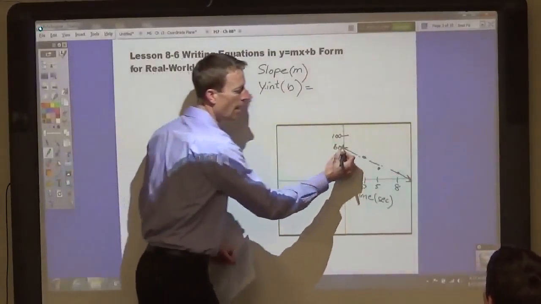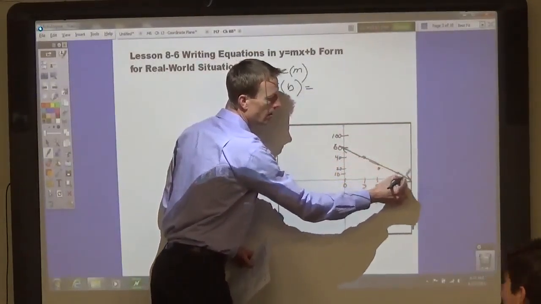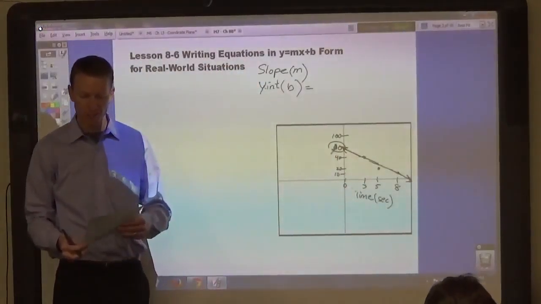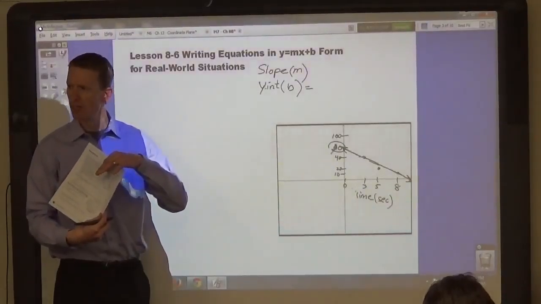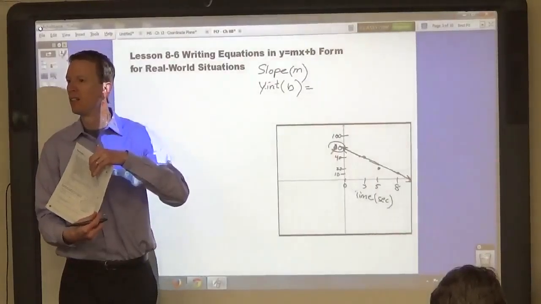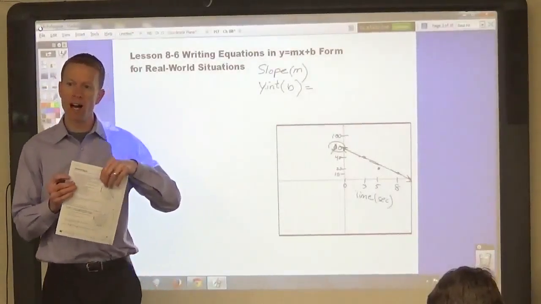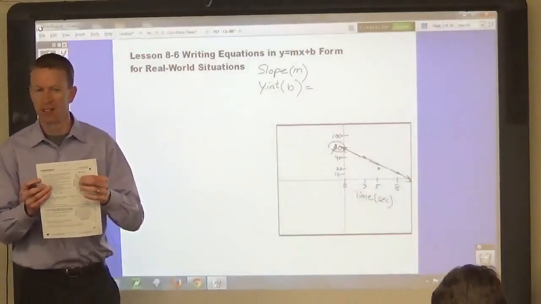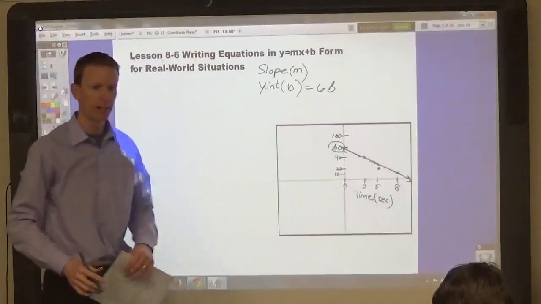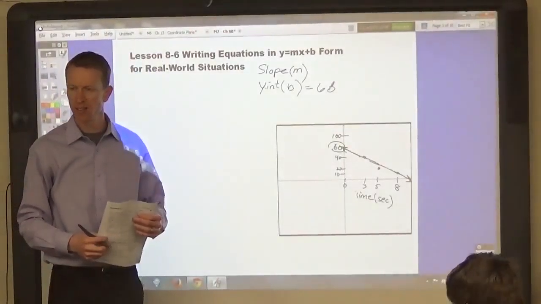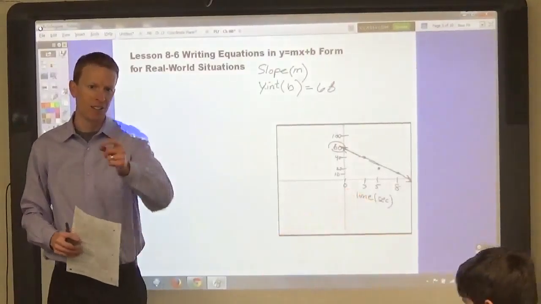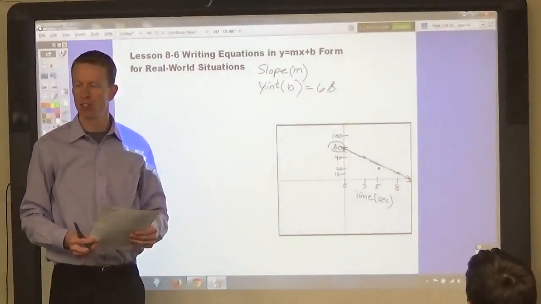Following the line. 60. It's 60, right? Look on your sheet. Look at the first example. You see where that line is intercepting on your worksheet, John? You see how the line is intercepting the y-axis at this number, at 60. So this is the number we use when you write B is 60. Now what do we have to find? M. We have to find M, the slope.